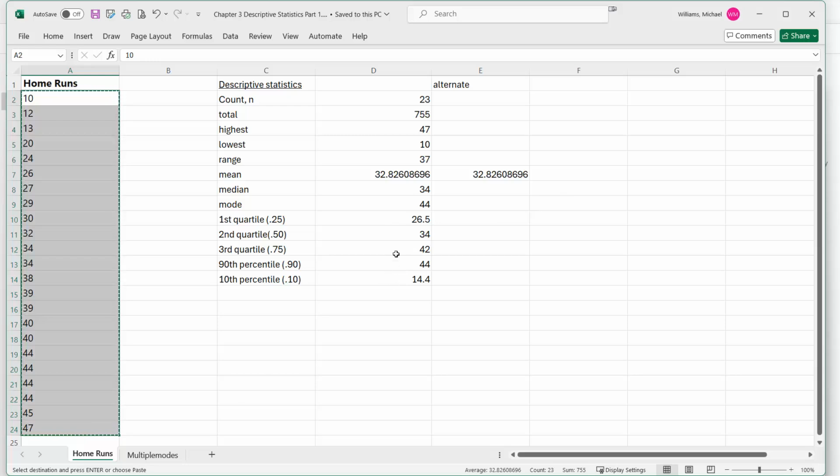It didn't tell us any quartiles or percentiles. It also didn't do the variance or the standard deviation. Those are a little harder, maybe that's why. We'll do those in the next video.